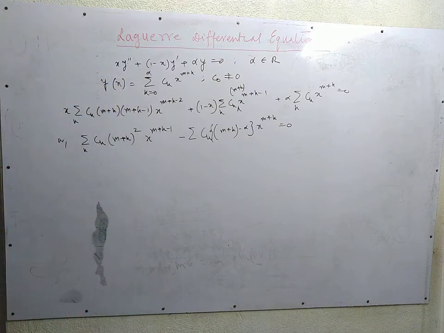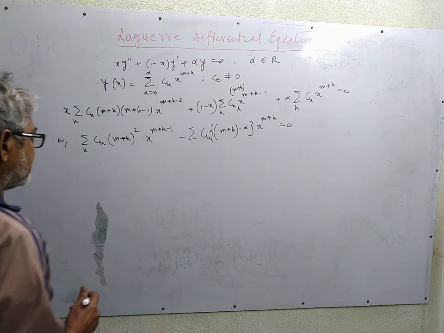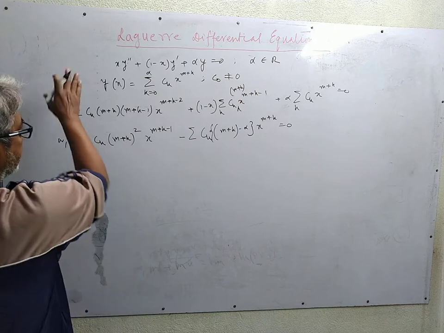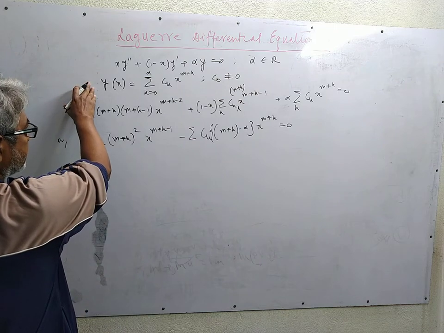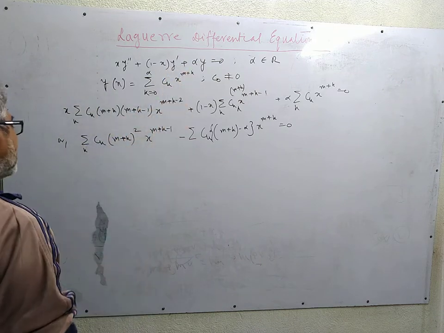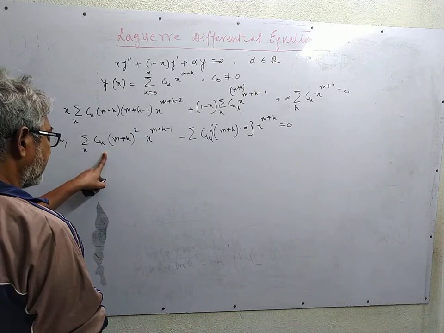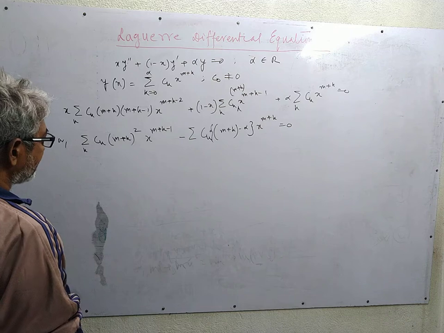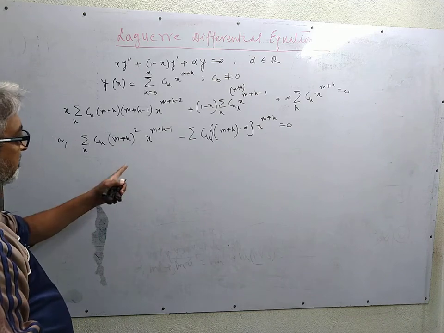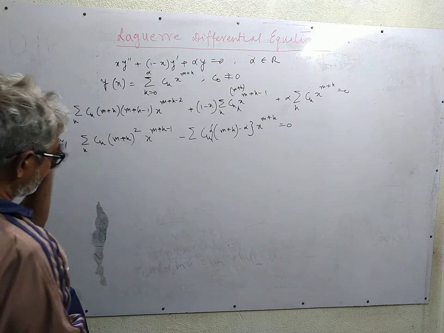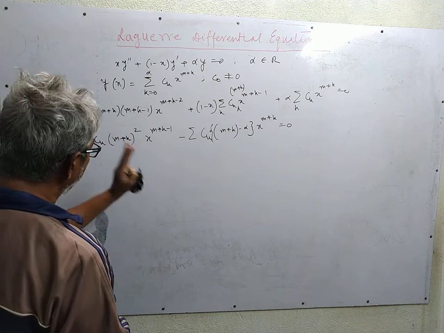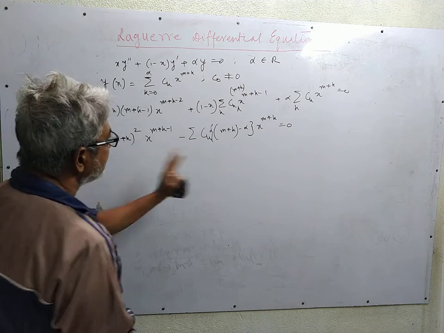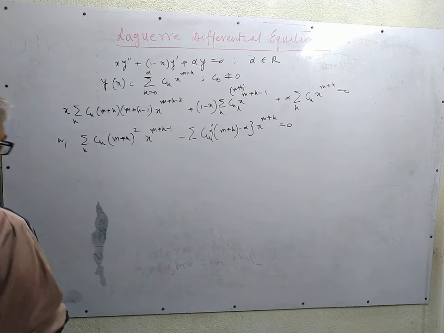This is an identity in x. So had it been the correct solution of this differential equation, this relation is valid for every k. That is to say, the coefficient of any power of x in this equation should be 0, as the right hand side is 0.